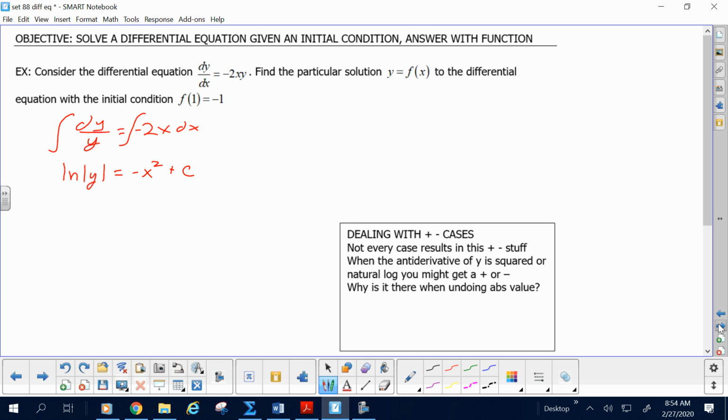All right. Now use the initial condition. I'm going to go off to the side and use the initial condition to find the c. First of all, because it's good point strategy, but more importantly, it's just easier math to do it first. All right. So negative 1 goes in for y. You can see how that if we didn't have that absolute value, we'd already be in trouble, yeah? Natural log of the absolute value of negative 1 equals negative 1 squared plus c. So what is c?